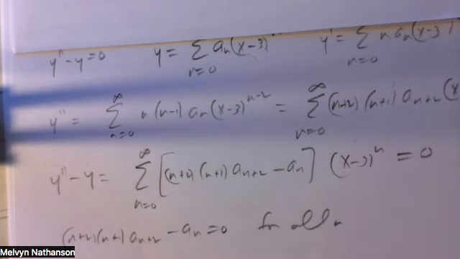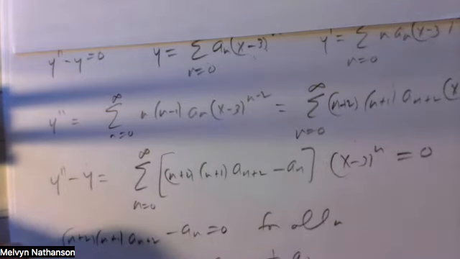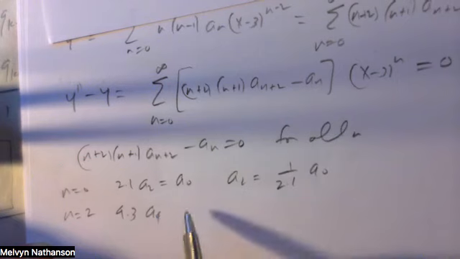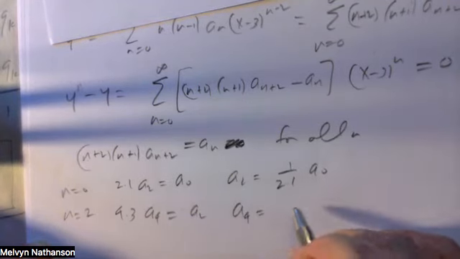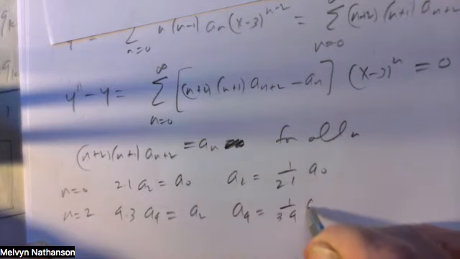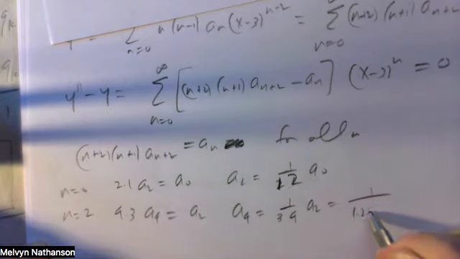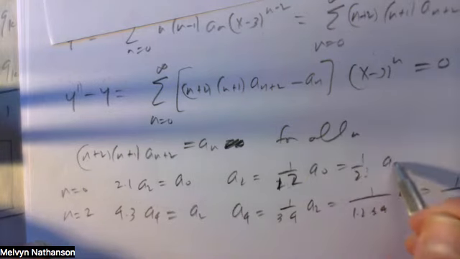So a0 is whatever a0 is. If we let n equal 0, we get 2 times 1, a2 minus a0 equals 0, or a2 equals a0 over 2 times 1. If you let n equal 2, you get 4 times 3, a4 equals a2. So a4 is 1 over 3 times 4 times a2, but a2 is 1 over 2 times 1 a0, so this is 1 over 1 times 2 times 3 times 4 a0, which is 1 over 4 factorial a0. This is 1 over 2 factorial a0.